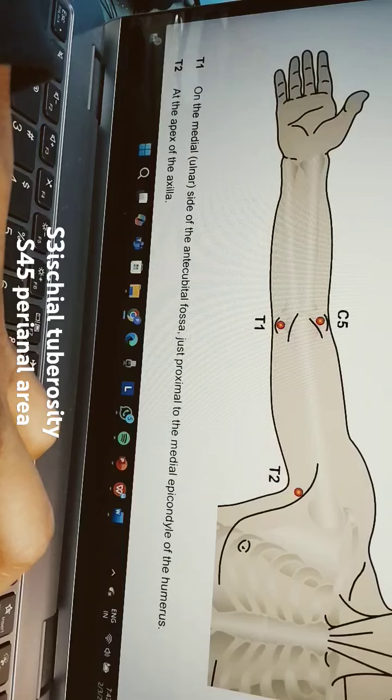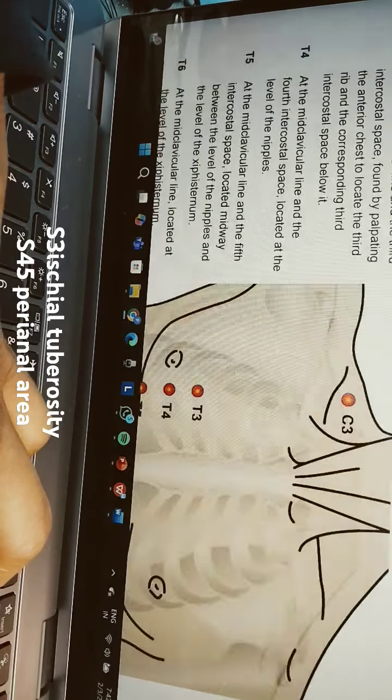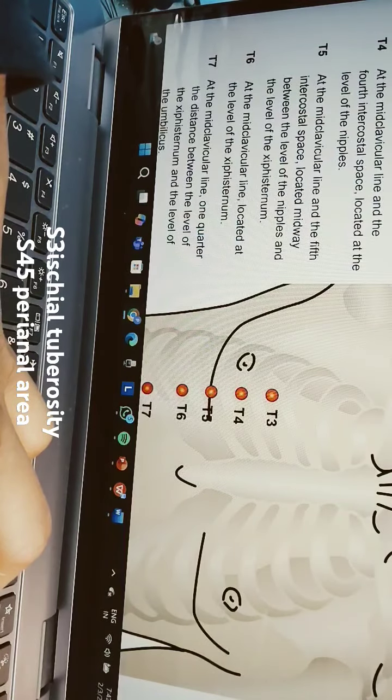T1: on the medial or ulnar side of the antecubital fossa, proximal to the medial epicondyle. T2: at the apex of the axilla. T3: at the midclavicular line, third intercostal space, palpating the anterior chest, third rib and the corresponding third intercostal space below. T4: midclavicular line, fourth intercostal space, at the level of the nipple.